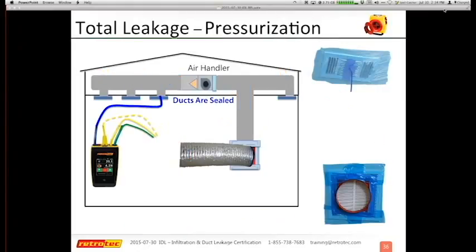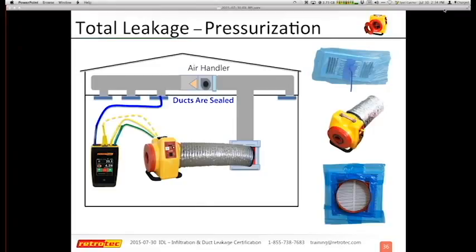Now you can also pressurize. There's no difference in the code on which way you can go or what's the preferred method. So for the Retrotec, you just turn the fan around. You don't need to change anything. Set pressure 25 and go.